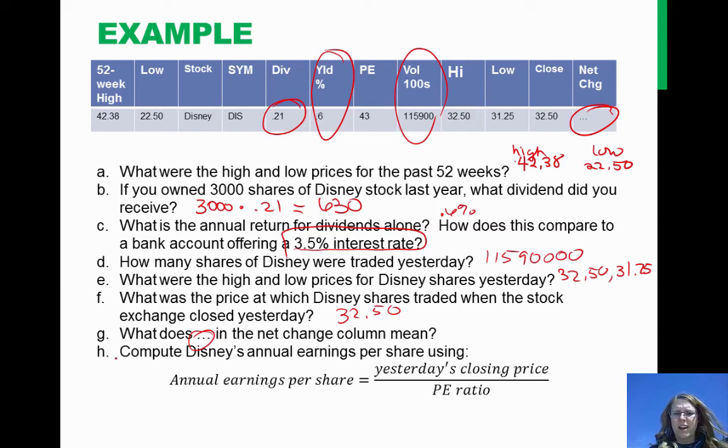And finally, H, compute Disney's annual earnings per share using this particular formula. So we're going to use yesterday's closing rate, which is 32.50. We're going to divide that by the PE ratio, which was 43. And if you put that in your calculator, you're going to get 0.76. That's your annual earnings per share ratio.